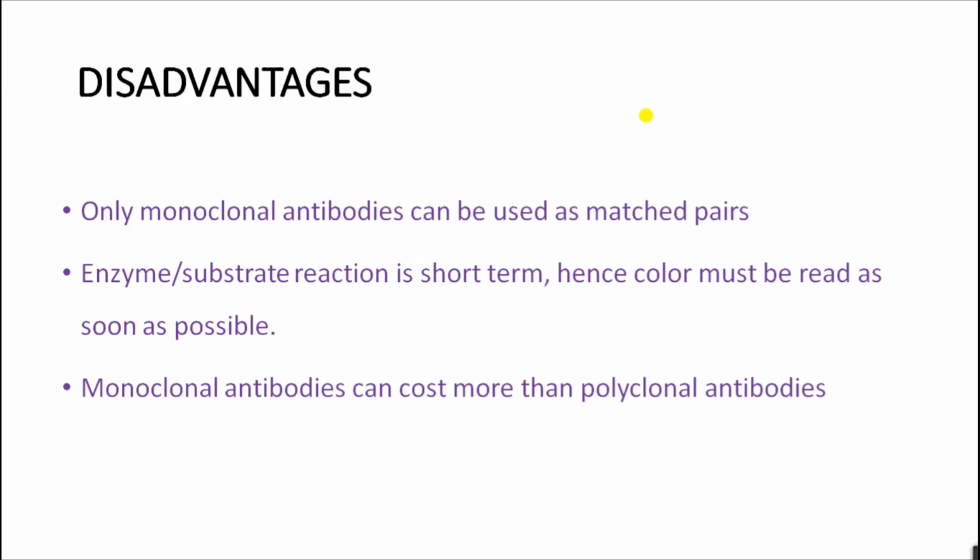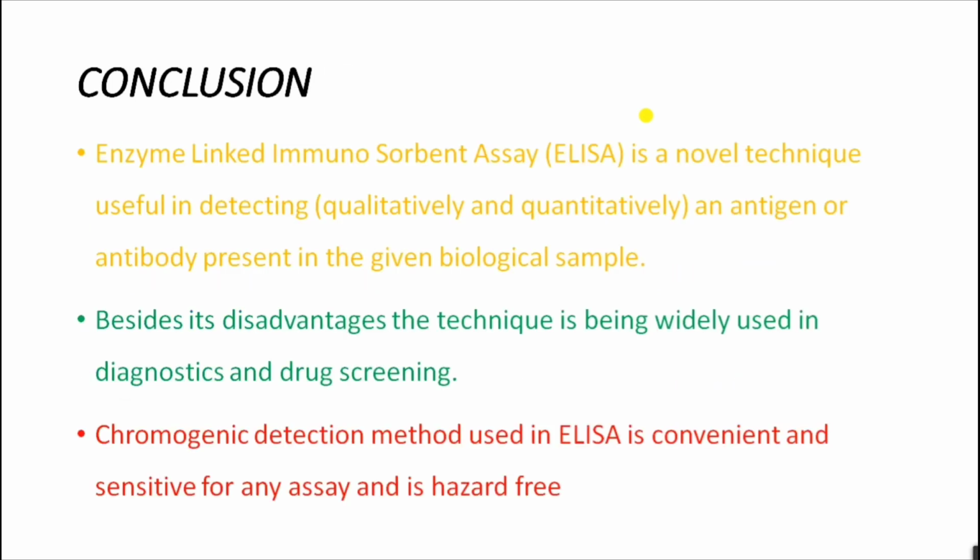cell extracts. The disadvantages of ELISA include that only monoclonal antibodies can be used as matched pairs, and the enzyme-substrate reaction is short-term, hence color must be read as soon as possible, which is a greater disadvantage. Though we add stop solution at the end of the reaction, the color should be read as soon as possible. Monoclonal antibodies can cause more false results than polyclonal antibodies because they are specific to one type of antigen.